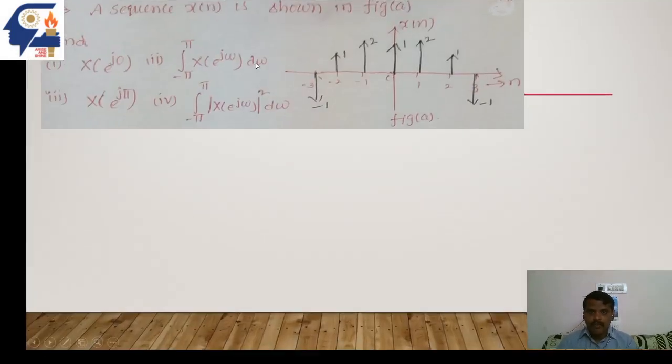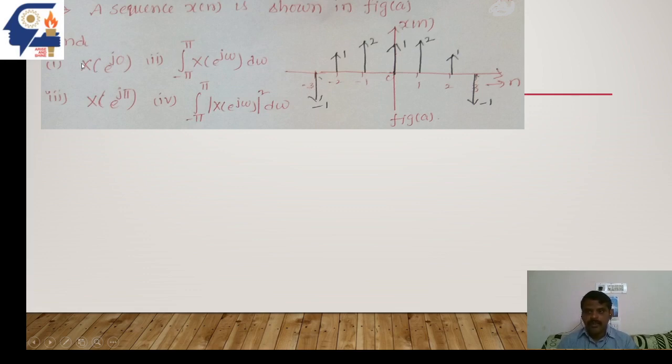We'll see some problems on the Fourier transform. In this problem they asked 4 questions, but the given x of n is in terms of a graph, not in terms of a sequence. So in x of n, n starts from -3 and ends at +3. That means n values are available from -3 to +3.